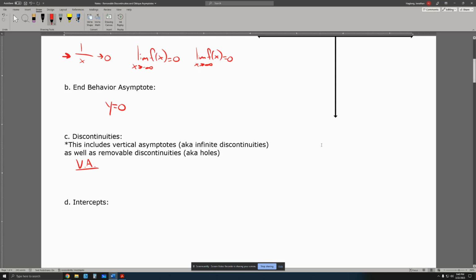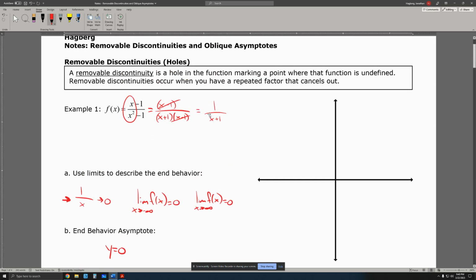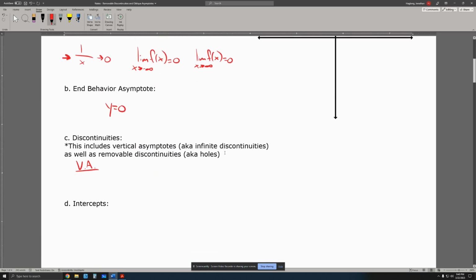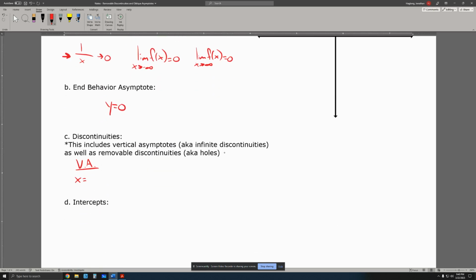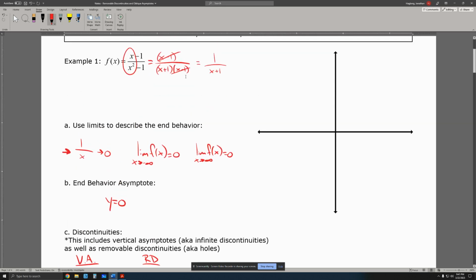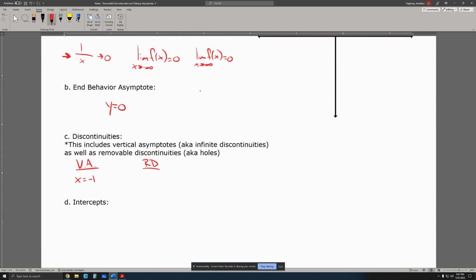We've got one vertical asymptote at x equals negative 1, and that's defined by that factor x plus 1 in the denominator. So the equation for the vertical asymptote is x equals negative 1. We also have a removable discontinuity, and that happens from that factor that was canceled out, x minus 1. We find this x value by setting that factor equal to 0. So we set x minus 1 equal to 0 and get a value for x, which we can then plug in to find the y value of this removable discontinuity.